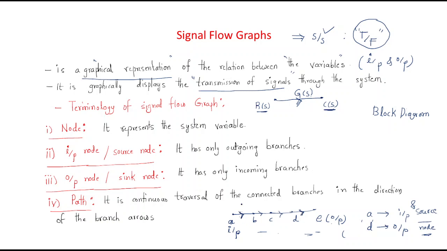What is the path? For example, take G, H, I, J. Then the path is called GHIJ. Path here represents the gains. These signals are nothing but the gains. G is the gain between A and B. H is the gain between B and C. I is the gain between C and D. J is the gain between D and A, like that.